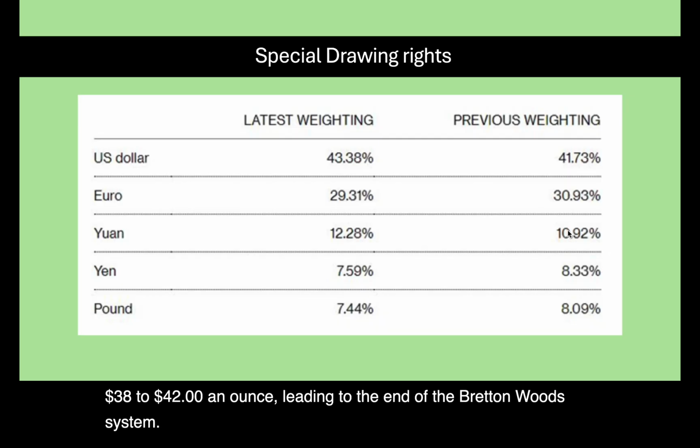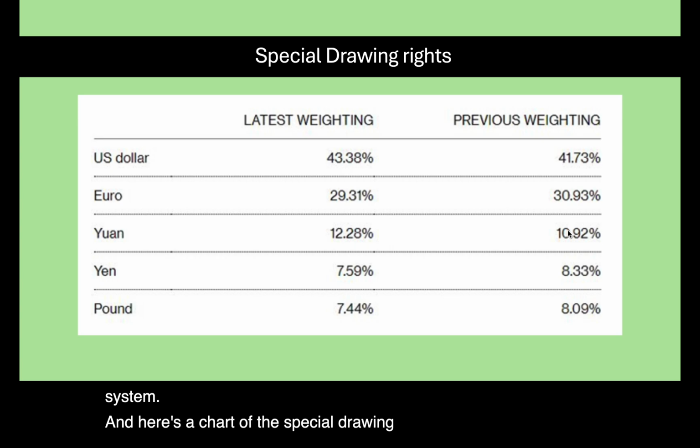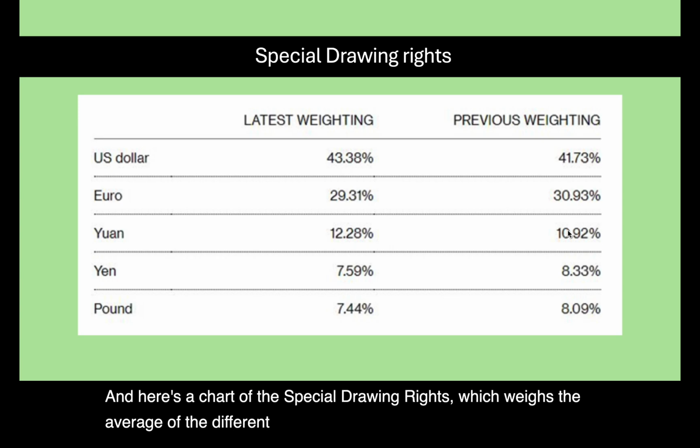And here's a chart of the Special Drawing Rights, which weighs the average of the different currencies in a currency basket.